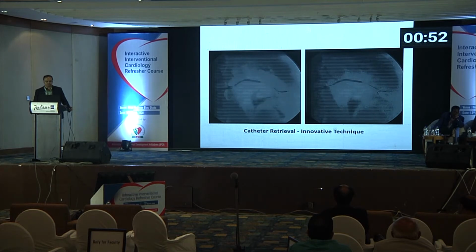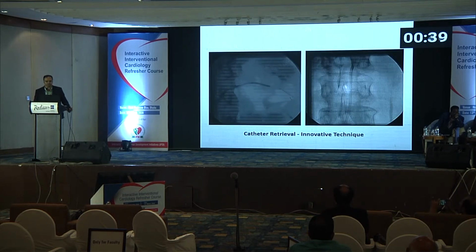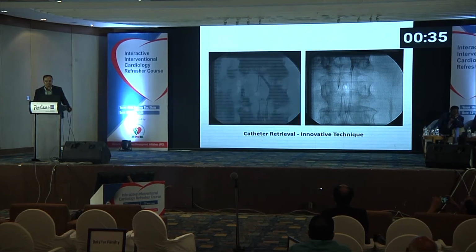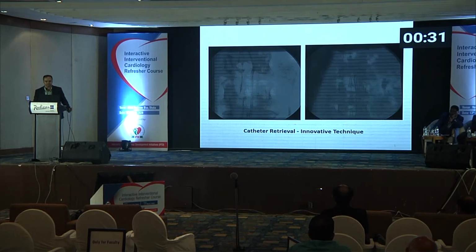Then a small balloon, a 1.5 millimeter balloon, was introduced over the wire, and it was inflated to 3 to 4 ATM and pulled back. The whole assembly with the wire, balloon, and the broken sheath was pulled back through the sheath, and it was retrieved successfully. And this is the after result.